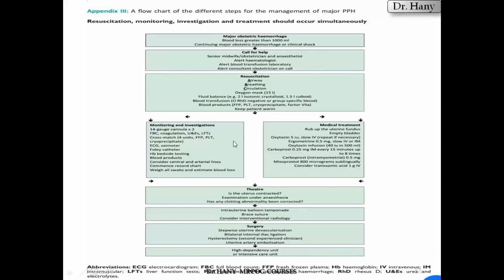After that, you will go on both sides. You will investigate, collect blood, put in a catheter, put on ECG monitoring, do a bedside hemoglobin, the blood products, consider central and arterial lines, and start the shock team, and start the medical treatment, with both observation and monitoring. The first step will be rubbing up the uterus or mechanical massage, empty the bladder, oxytocin 5 international units IV, ergometrine 0.5 slow IV or IM, then oxytocin infusion, stepwise. So go step by step.